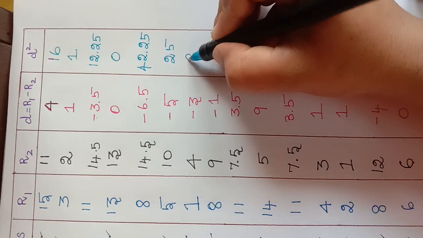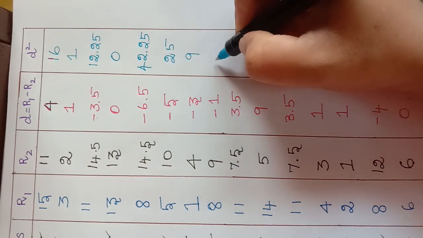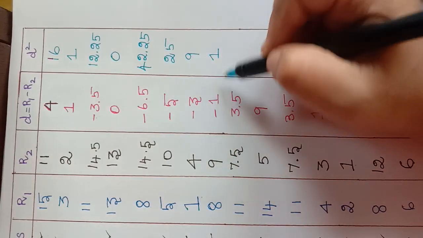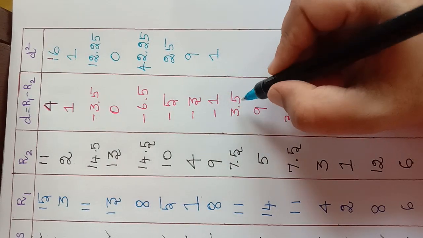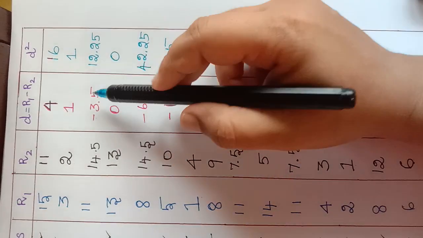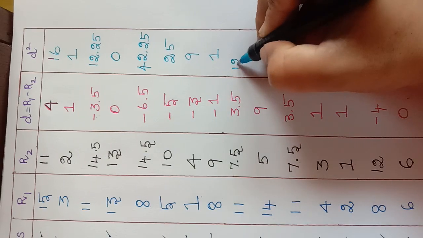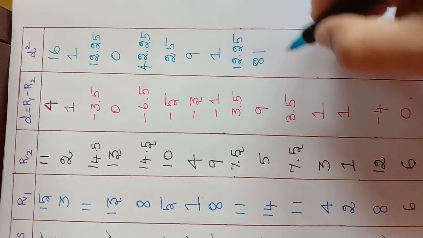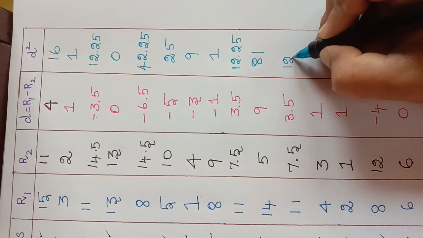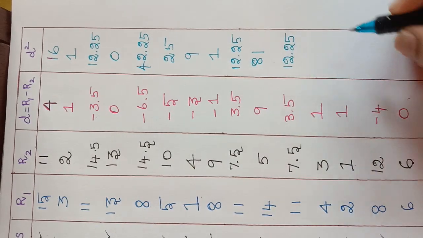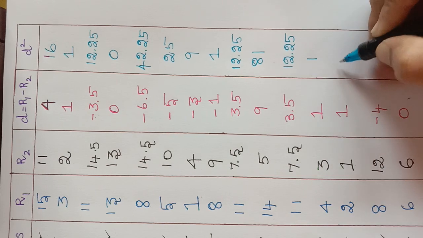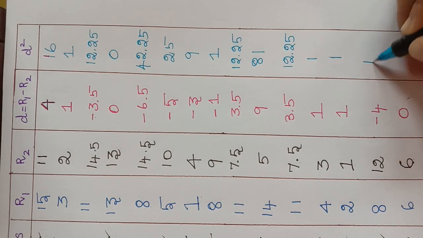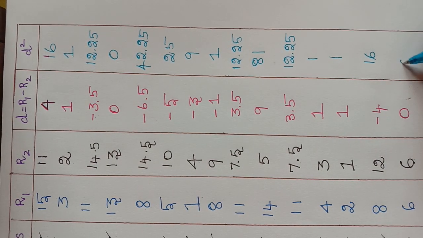Then 3 square, which is 9. 1 square, which is 1. And all the negative numbers turn positive, so I am not showing that. Anyway, 3.5 square, we already saw, is 12.25. And then 9 square is 81. 3.5 square is again 12.25. And then we have 1, so 1 square is 1. 4 square is 16. Negative will become positive, so 16, and this is 0.